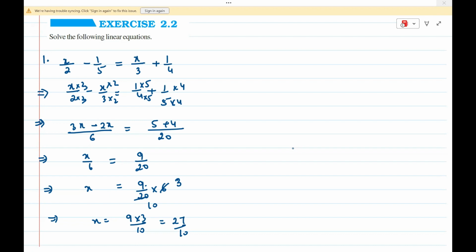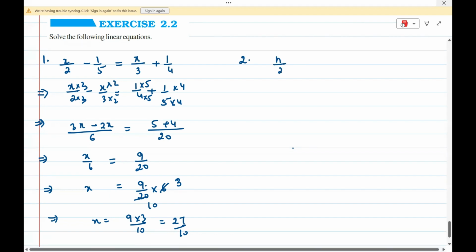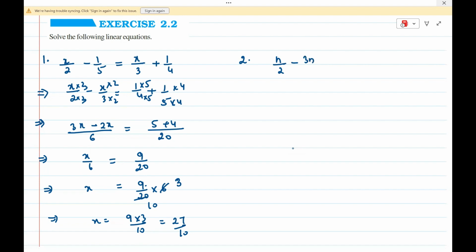Let's see the second question. It says n by 2 minus 3n by 4 plus 5n by 6 is equal to 21. The good thing here is all the denominators are different but even numbers. So taking the LCM is going to be a little easier. And also all the variables are already separated. So here the LCM of 2, 4, 6 is going to be how much? You can calculate. It is 12.